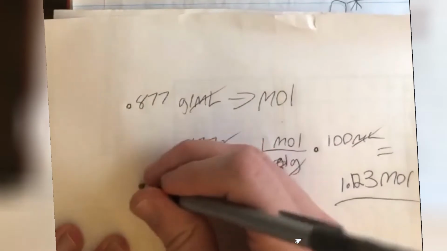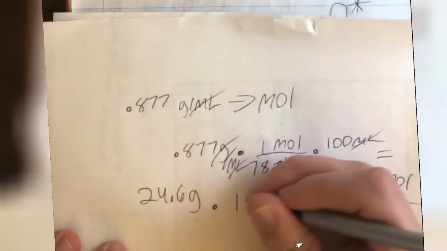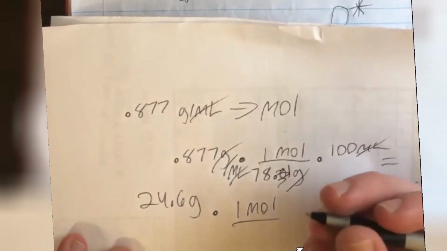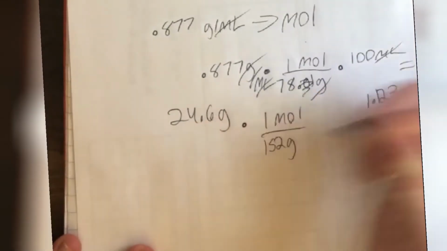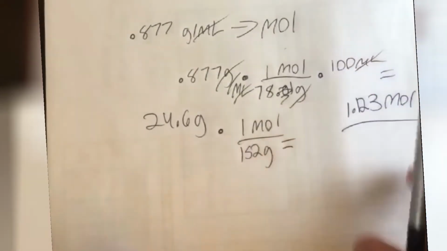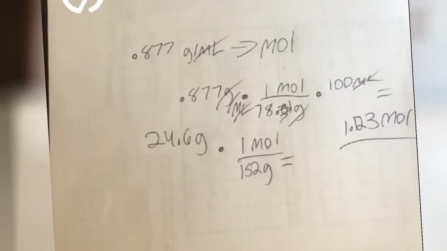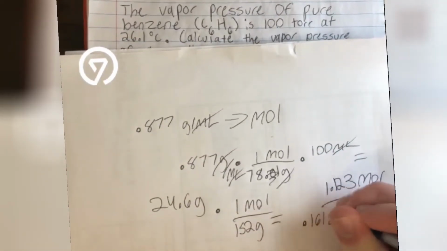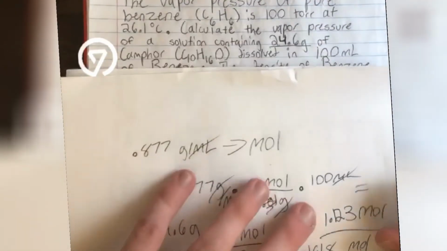But for the other one, we need to do 24.6 grams and then multiply that by 1 mole. You don't have to do the milliliters here because it just gives you the grams. You don't have to divide or multiply out the milliliters to get it to cancel out. And this molar mass, hold on, I'm just going to cheat. 152 grams. So let's do another quick calculation. 24.6 divided by 152 should get 0.1618 moles.